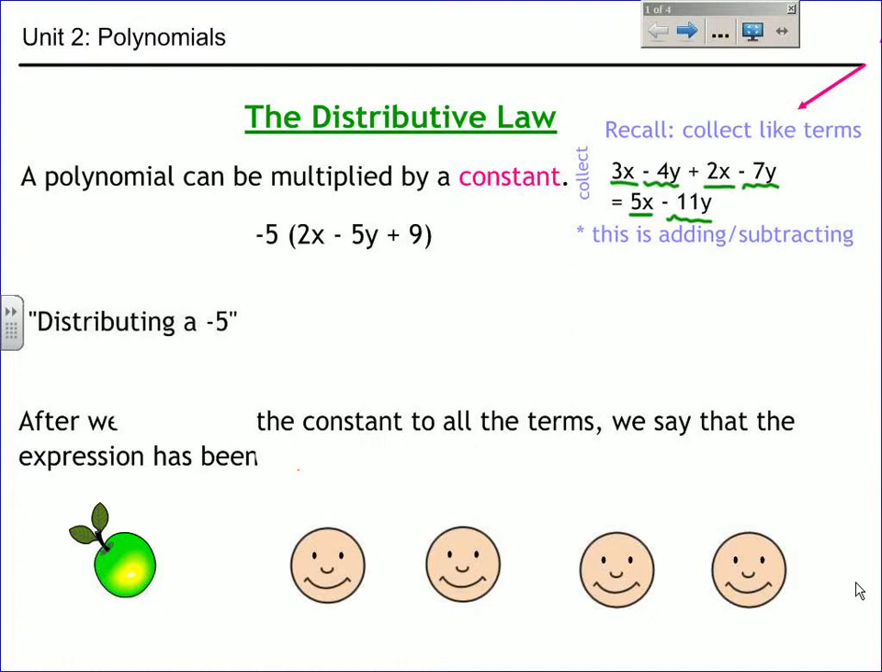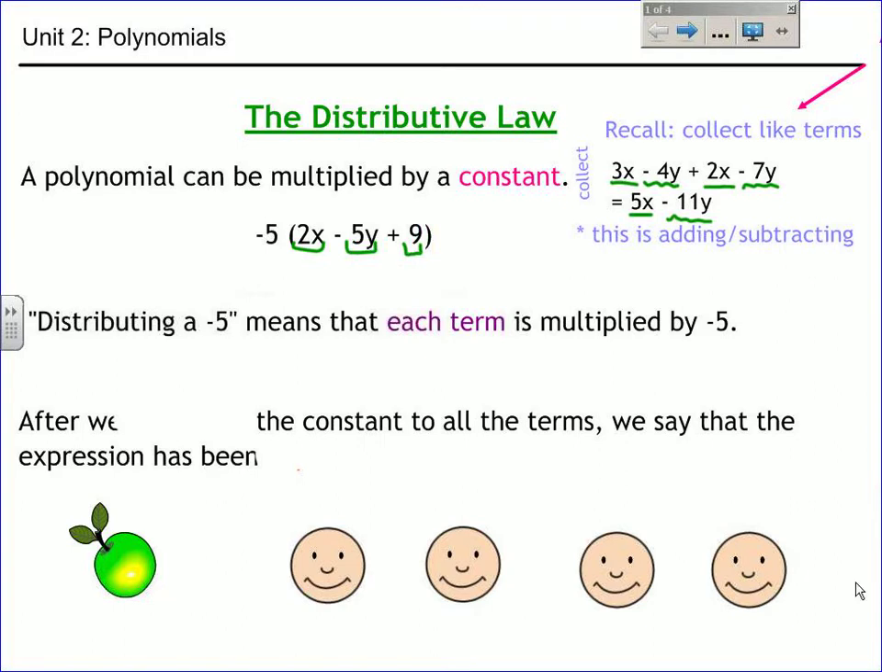So everything inside that polynomial should be negative 5 times as big as it is now. What we're going to be doing is distributing a negative 5, which means that all of the terms inside the brackets are going to be multiplied by negative 5. And if you remember what we know about terms, they're separated by plus and minus signs. So one term here is 2x, the next term is 5y, and the last term is 9. Those are your three terms.